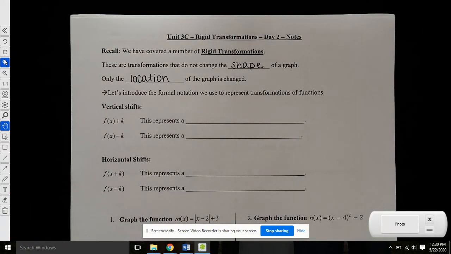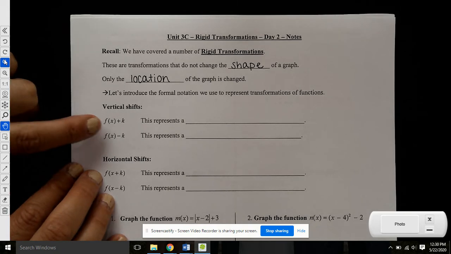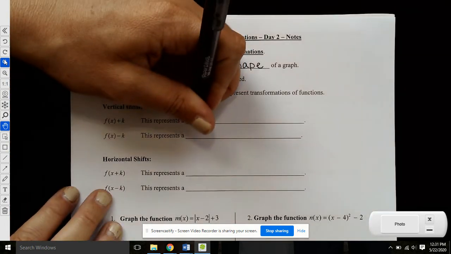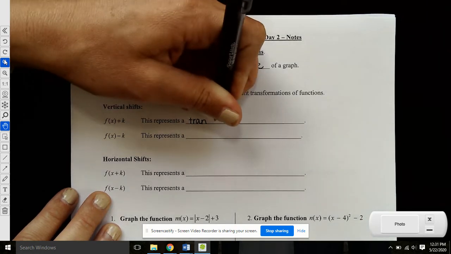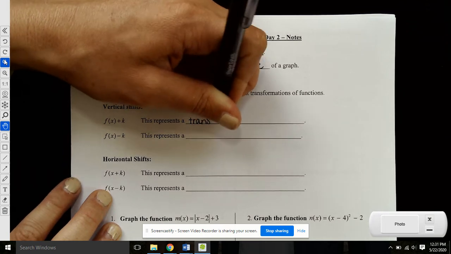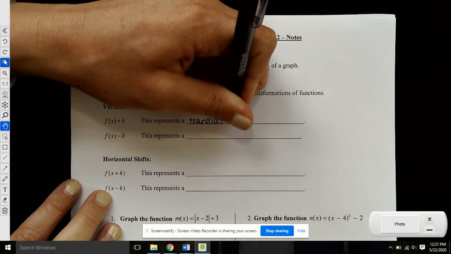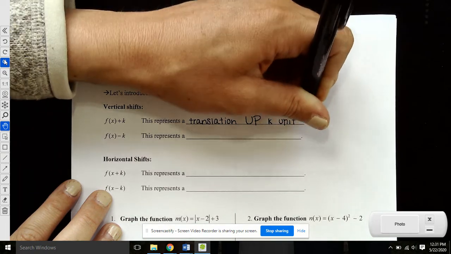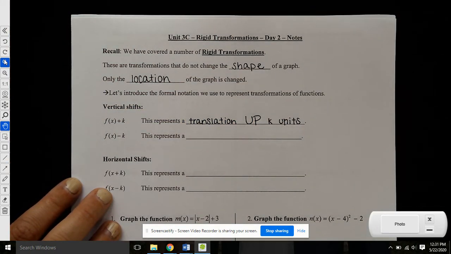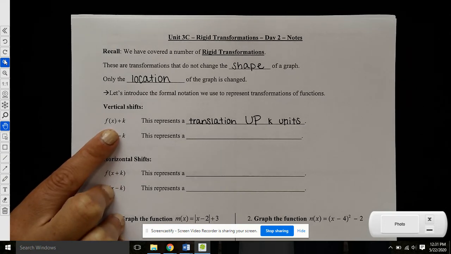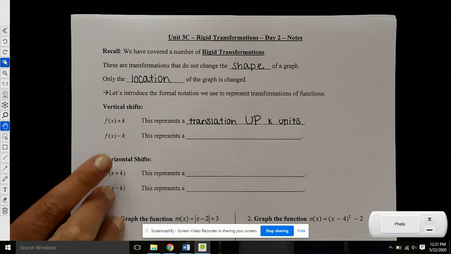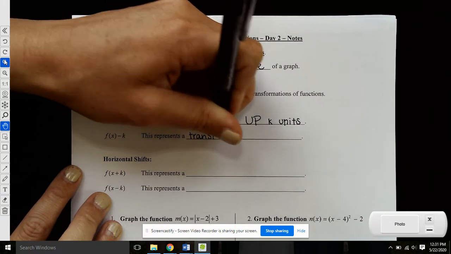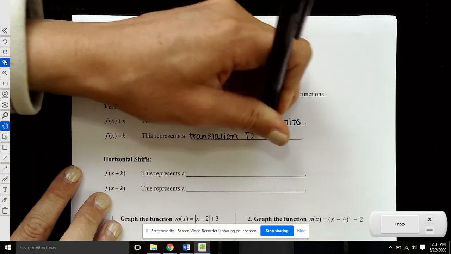So one way you can use a rigid transformation is a vertical shift. So if you take the function f of x, take the original function, you add k to it. What this is doing is it's representing a translation. You might remember that vocabulary word from geometry. f of x plus k represents a translation up k units. So whatever's happening to the original function, if you're adding something off on the end, you're translating it up that many units. On the flip side, f of x minus k is a translation down k units.